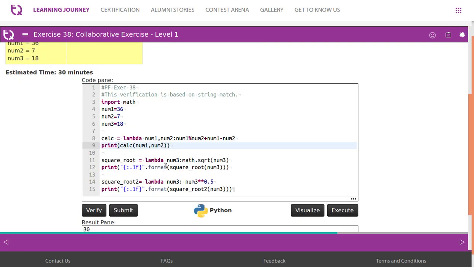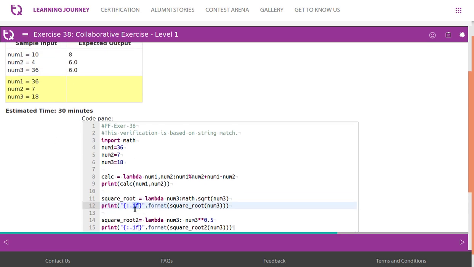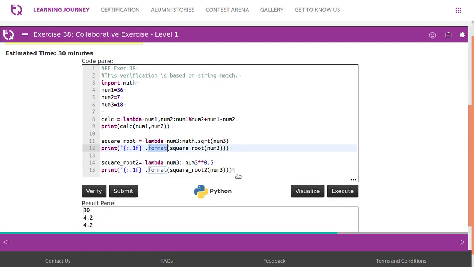Second version, find a square root function which uses math.sqrt. Since to format one digit after the number, we have used this colon .1f format of square root. So whichever output comes in, only one digit will be taken. Then without that, num3 ** 0.5 helps us to get square root.